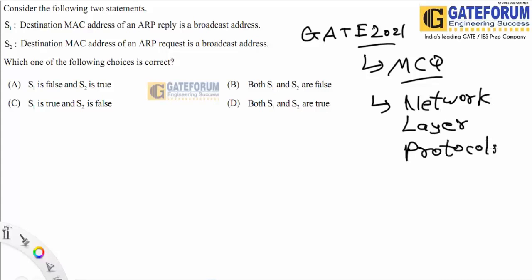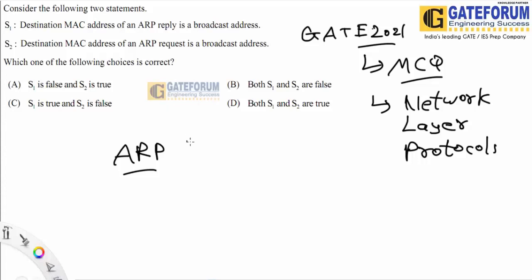You are given two different statements. We need to say which one is true and which one is false. First of all, we are given about ARP. S1: the destination MAC address of ARP reply is a broadcast address. S2: the destination MAC address of ARP request is a broadcast address. Okay, so that's what is being asked here.